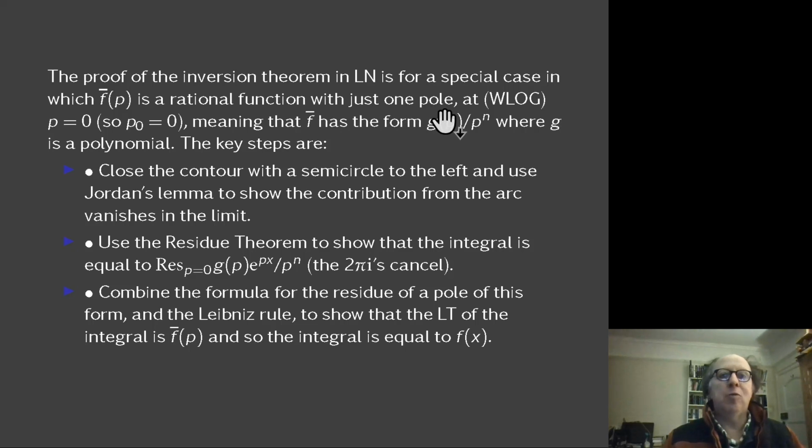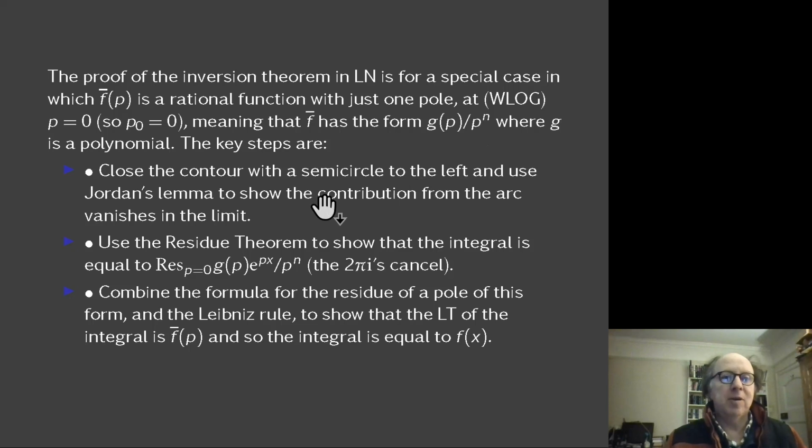And we assume it has a single pole because you can imagine when there are more than one pole, you deal with them all separately in a classic contour integration kind of way. This, of course, is only a special category of transforms, and it doesn't include a lot of the standard ones, but it gives you a little bit of a flavour. So f bar had the form g of p over p to the n, where g is a polynomial of degree less than n.